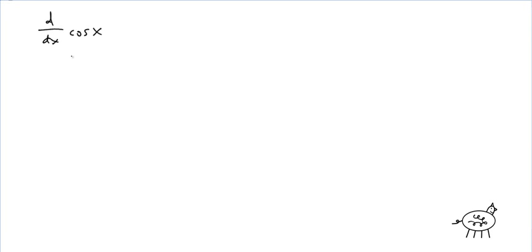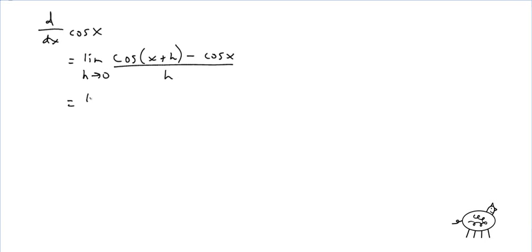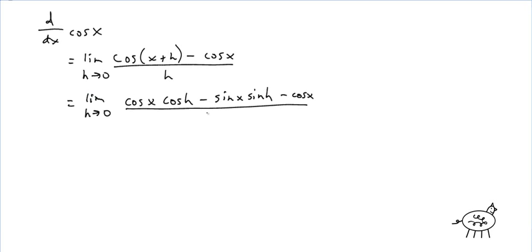We're going to do the exact same thing. We're going to say that's equal to the limit as h approaches 0 of cosine of x plus h minus cosine of x over h. Okay, and now we're going to do the same thing for cosine of x plus h. So limit as h approaches 0, and cosine of x plus h is cosine of x, cosine of h, minus sine of x, sine of h, and then it's minus cosine of x all over h.